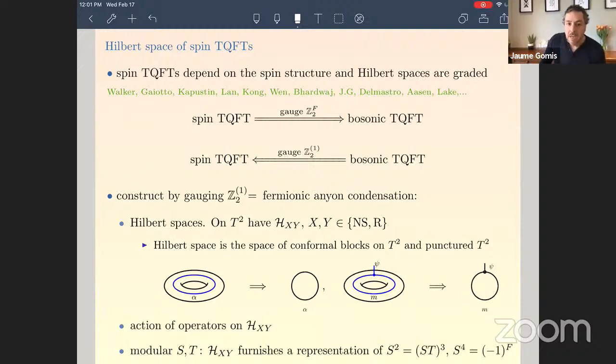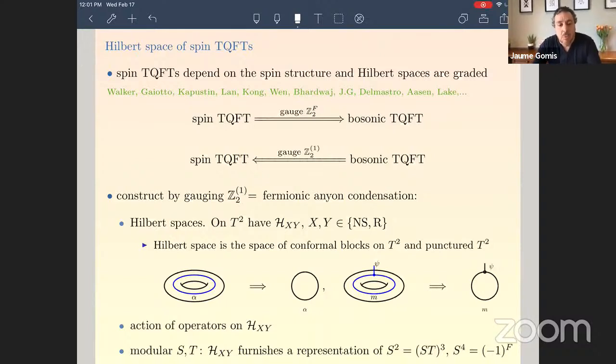Okay, so that's one way in which you can concretely define how to compute the properties of a spin TQFT. The way you construct it is by starting with the bosonic theory and gauging this one-form symmetry, which in the condensed matter literature is sometimes also known as fermionic anyon condensation. By doing this process, we can construct various Hilbert spaces on the 2-torus, and there are several sectors. Again, you have to choose a spin structure on each of the circles of the torus.